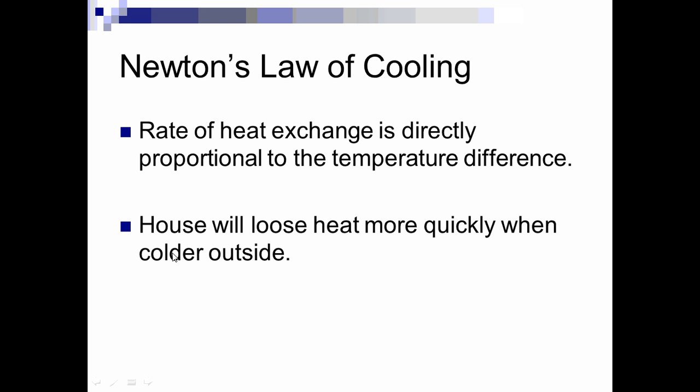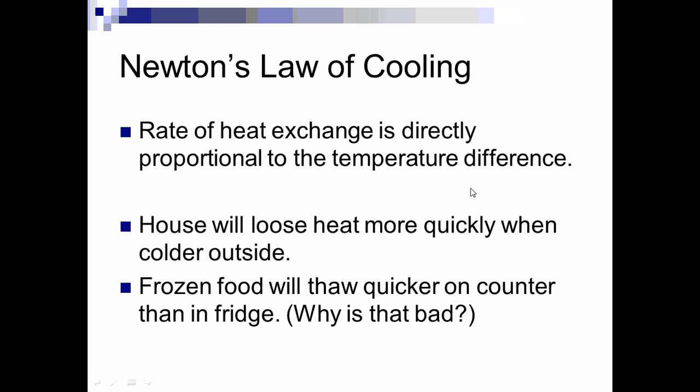So this is why whenever it's really cold outside, your house will lose heat very quickly versus whenever it's just kind of cold outside. So your heating systems will run a whole lot more whenever it's very cold outside because your house is losing heat more quickly because of this law of cooling.